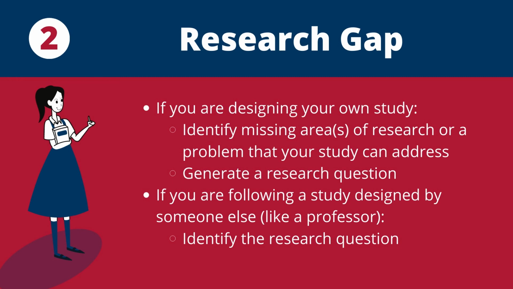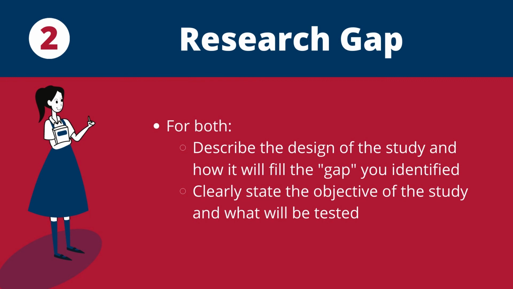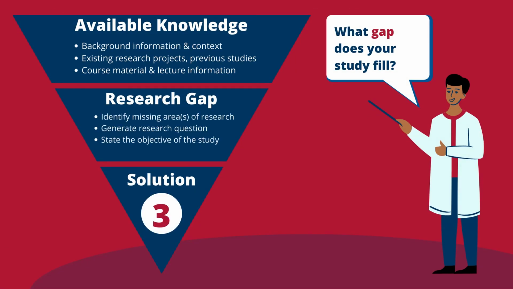In both cases, there exists a research question that the study is designed to answer, like, what is the effect of substance A on item B? We'll discuss more about how to establish and write a research question in the pre-writing video. For now, just identify the research gap, then describe the design of the study and how it will fill the gap you identified. Then, clearly state the overall purpose of the study and what will be tested. This leads us into the final component of the introduction.